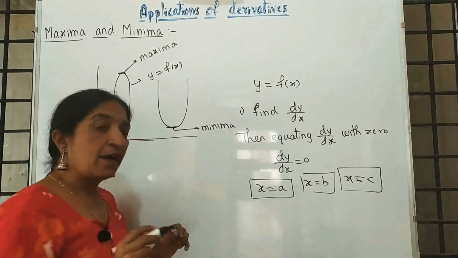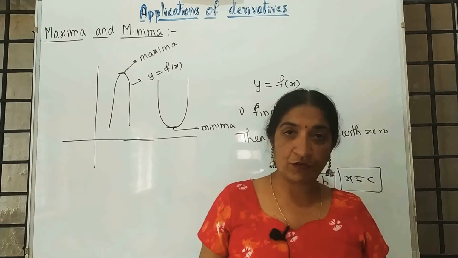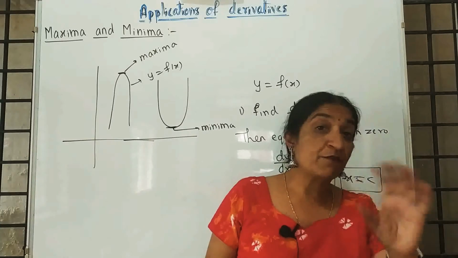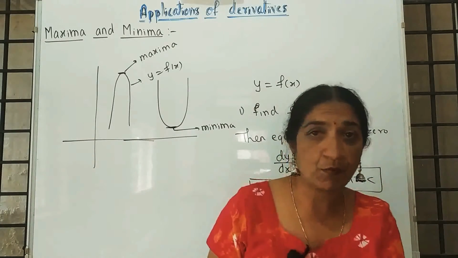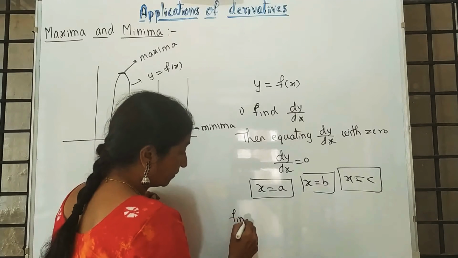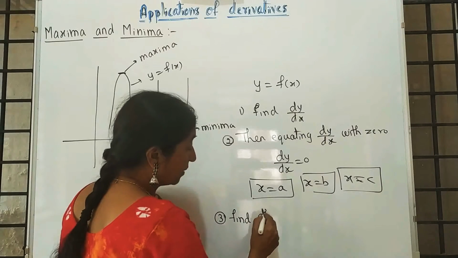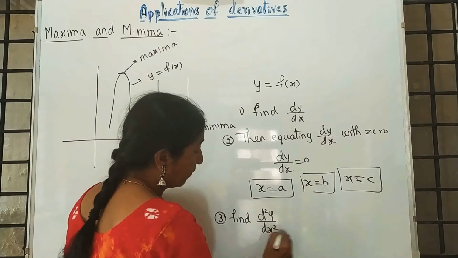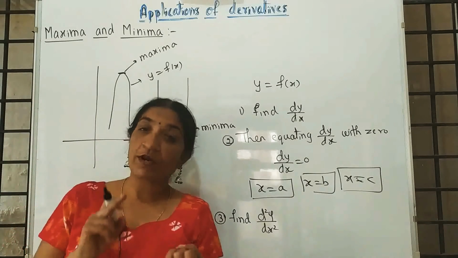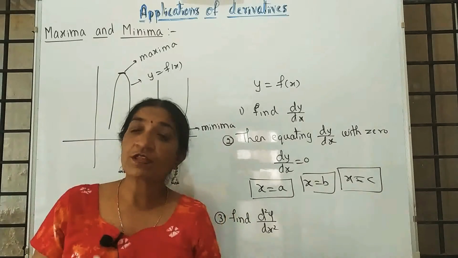First we have to find the first derivative. Note down these steps carefully. First we differentiate, then equate that derivative with 0, and you will get the points. Then go for the second derivative. Find the second derivative, d square y upon dx square. First step, find dy upon dx and equate it with 0. Then you will get the values. Then go for the second derivative.